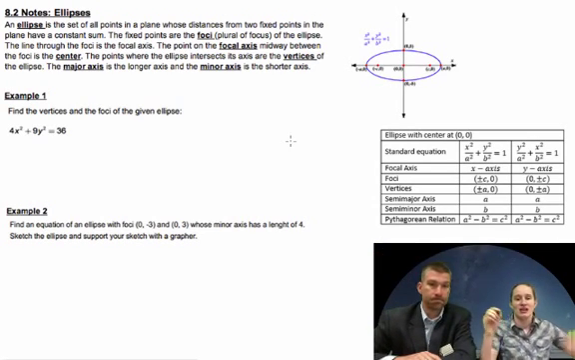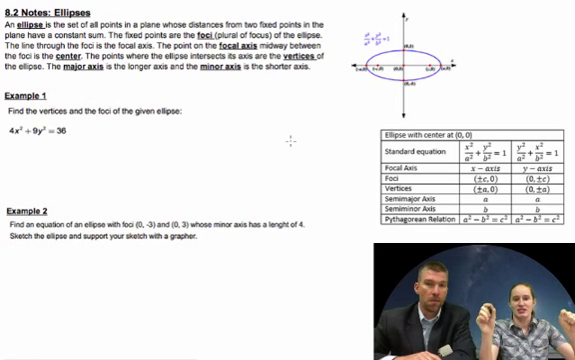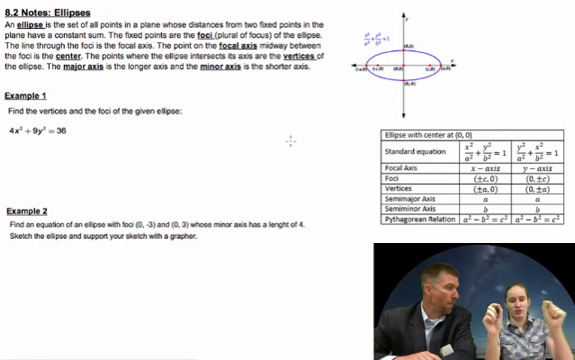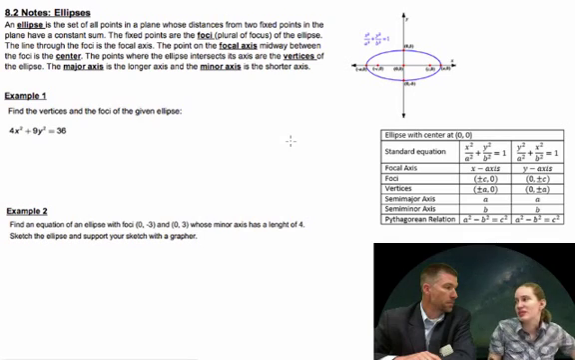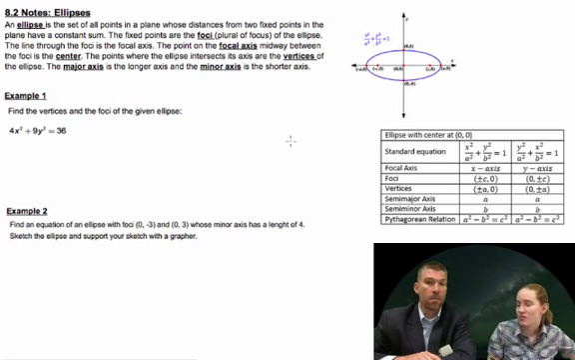Okay, so if you have your two foci and you draw to a point, at any point, if you add those distances together, they should be the same thing. Wow. So that's kind of a neat concept.